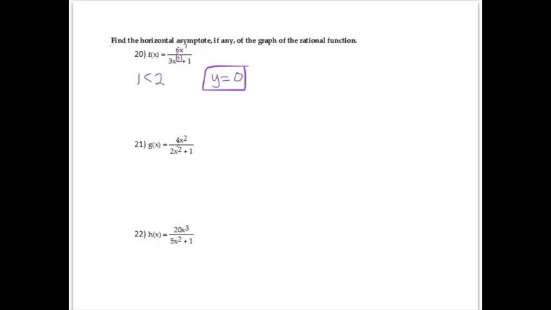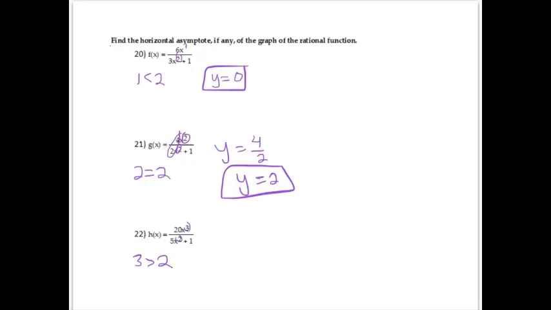On 21, these are both squared, so the two degrees equal each other, the powers equal each other. What we do is we take the numbers from in front. 4 over 2 is what y equals, which means y equals 2, if I simplify. And last, we have 3 and 2. 3 is bigger than 2. The top is bigger than the bottom, so there is no horizontal asymptote.